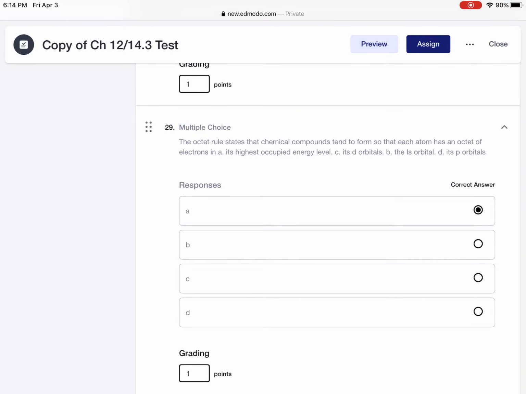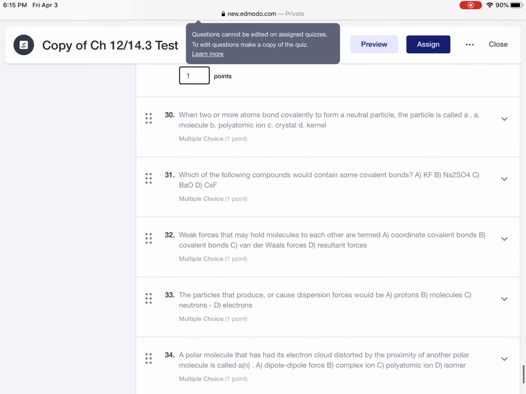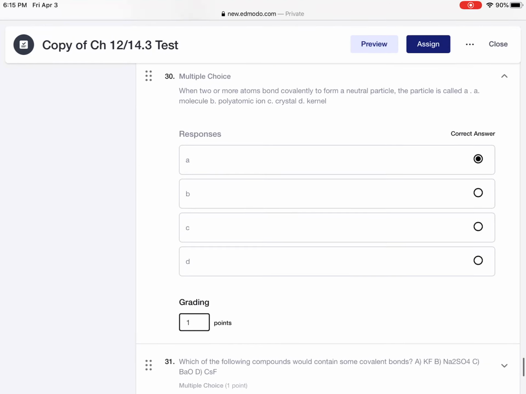Octet rule says that chemical compounds tend to form so that each atom has an octet of electrons. Where? In the valence shell, the highest occupied energy level, so the answer is A. Number 30. When two or more atoms bond covalently to form a neutral particle, then we call that a molecule. A crystal would be for ionic compounds. Polyatomic ion would be a special arrangement where you have covalent bonding due to a dative or coordination bond. And kernel is the noble gas core for an atom.